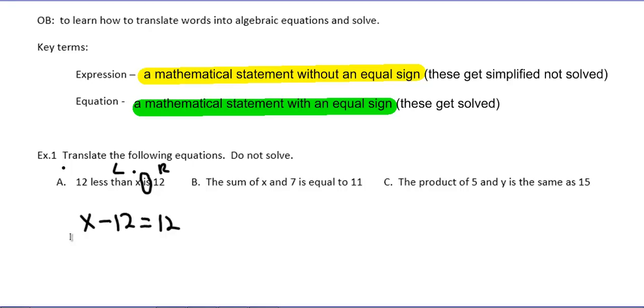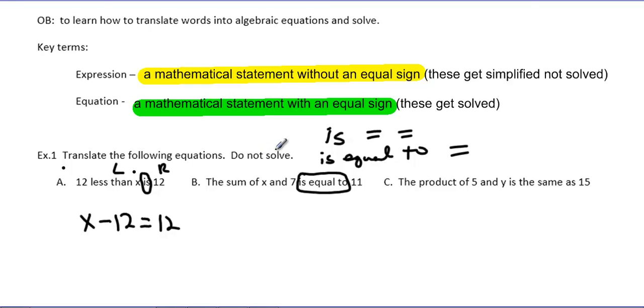Something you're going to write down is an equal sign. B, the sum of x and 7 is equal to. Now, the word is sometimes is attached to phrases, not just by itself. So is equal to also is just an equal sign. So whatever's on the left goes on the left, x plus 7. Whatever's on the right stays on the right. They should never cross until you go to solve.